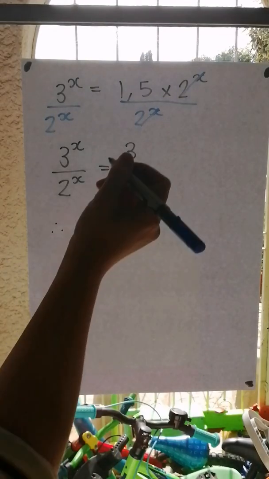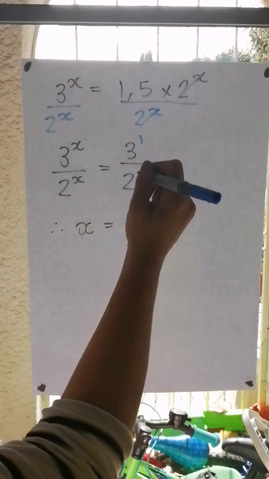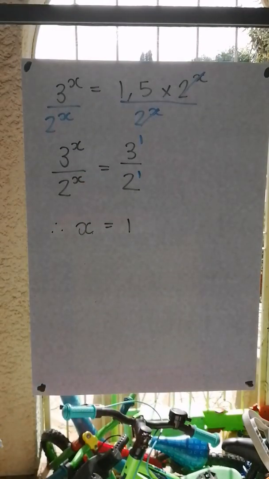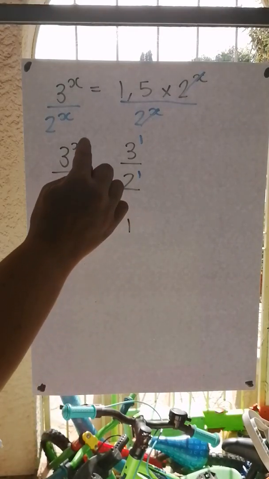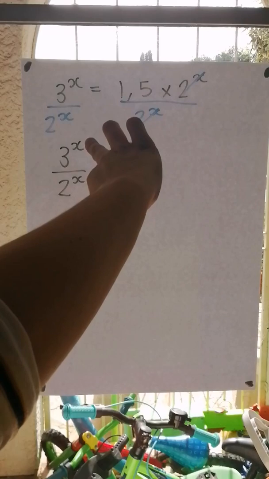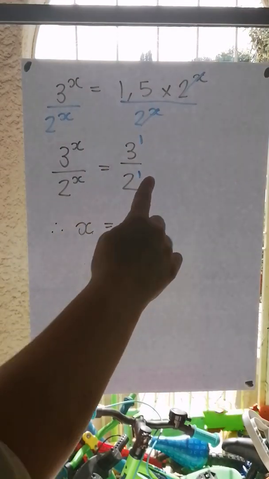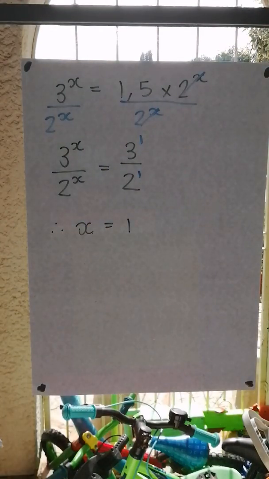Because 3 to the power of 1 gives me 3, and 2 to the power of 1 gives me 2. Yes, so x is 1. Remember, x has the same value. So what same value gave me this out? They had to have the same value. Okay, that took a bit of thinking.